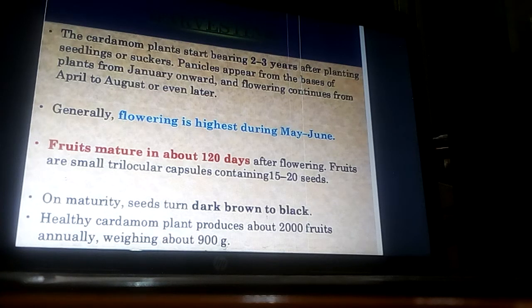The fruit capsules are collected or picked just before their ripening, to prevent the capsule from splitting. If the capsules become ripe, what will happen? They will split, and all the seeds present inside the capsule or fruit will fall on the soil. For that reason they are picked just before ripening.